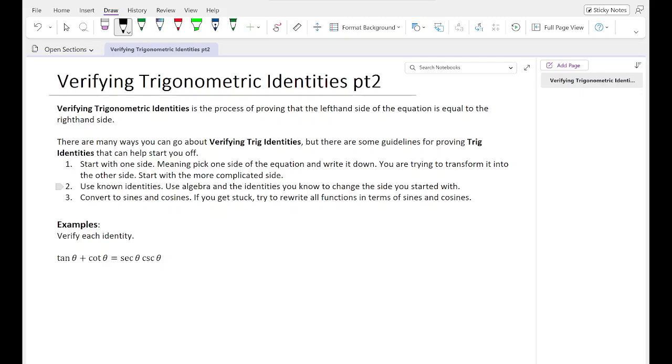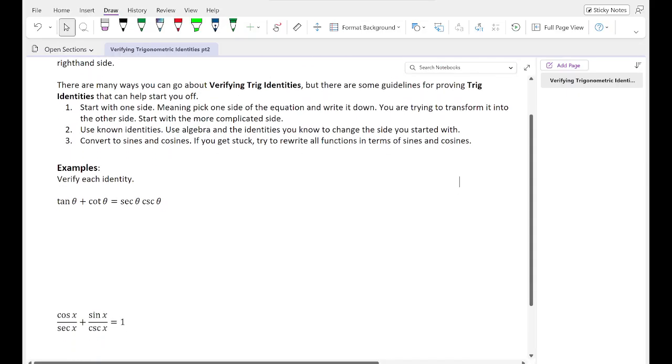Second, use known identities. Use algebra and the identities you know to change the side you started with. Just algebraically and trigonometrically manipulate one side to get it to equal the other side. And third and most important, convert to sines and cosines. If you get stuck, try to rewrite all functions in terms of sines and cosines. I like to start off immediately with that, but you don't have to. That again is just the guidelines that you should use to help you along verifying identities.